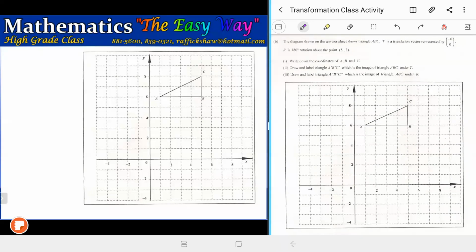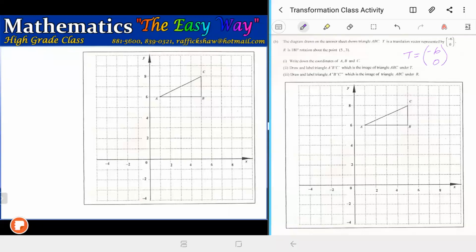This one now says, the diagram, drawn on the answer sheet, shows triangle ABC. It says T is a translation vector represented by (-6, 0). So T equals (-6, 0).